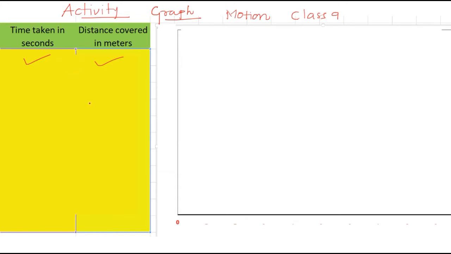For that, what we need to have is a graph paper. And suppose you are asked to draw without the graph paper, you can simply use your scale and a white page and draw the graph for the given values. Now here we shall do the same activity by taking some sample values. For that we need to have two axes on our paper, that is y-axis as well as x-axis.